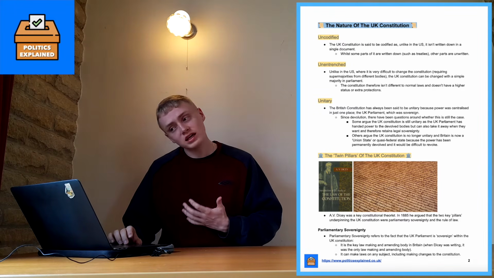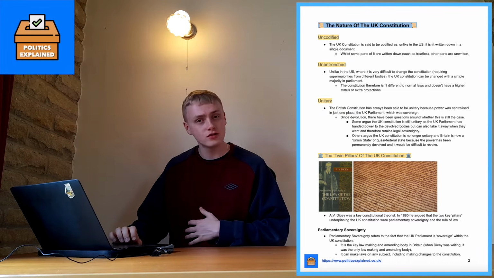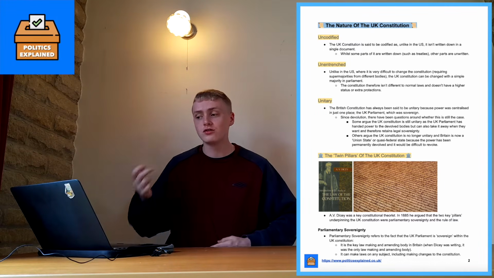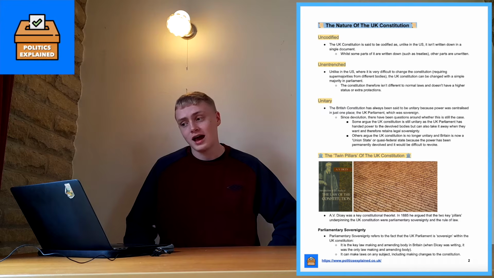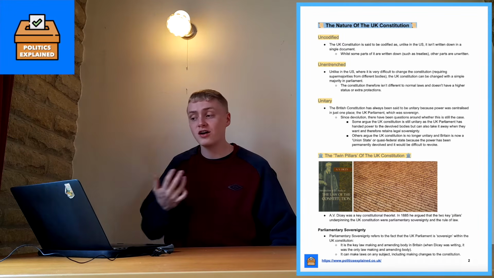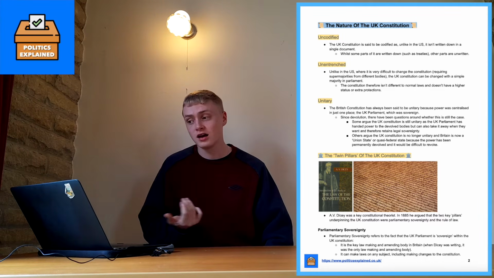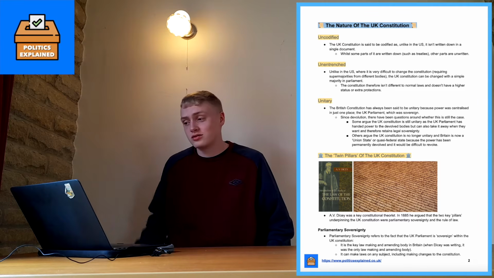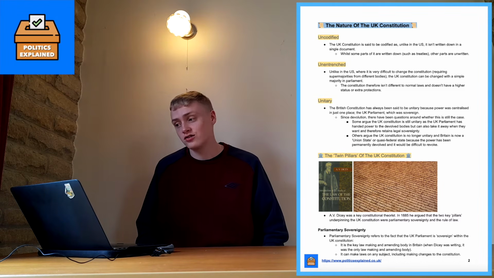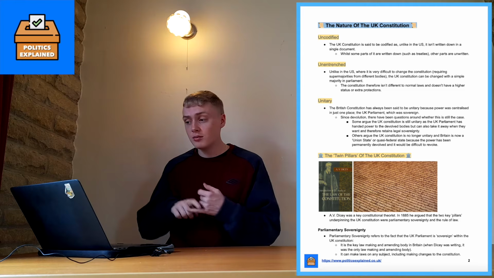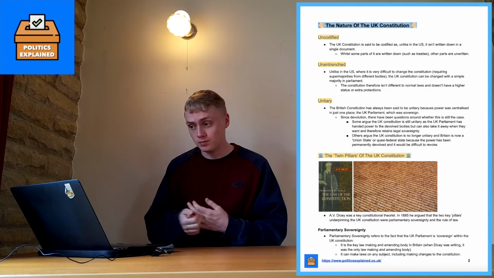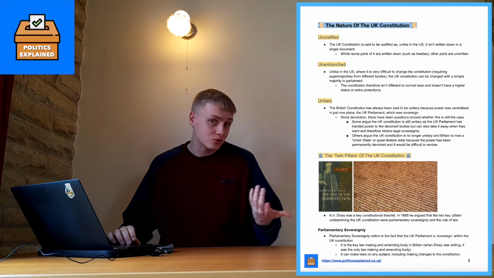The final two key ways to understand the nature of the UK Constitution are known as the twin pillars of the UK Constitution. That's because A.V. Dicey, who is a key constitutional theorist, coined these as the two twin pillars of the UK Constitution in 1885. And these are parliamentary sovereignty and the rule of law.